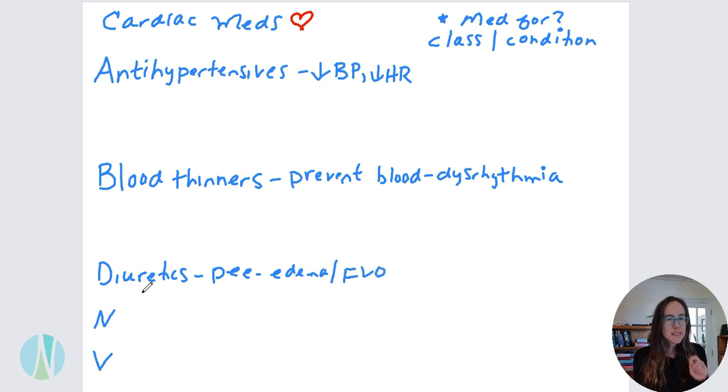Now there's another D that goes under diuretics. It's not a diuretic, but it's a medication that starts with D, and you see it a lot, digoxin. Now what is that medication for? Well, that one just decreases the heart rate for people who have too fast of a heart. N would be nitroglycerin, or the nitrates.